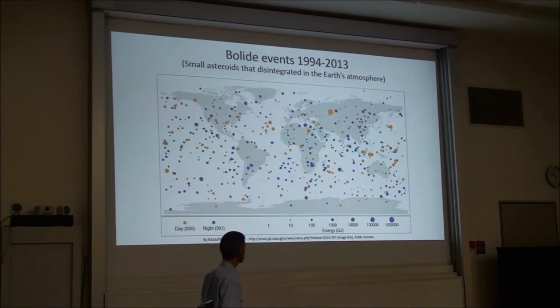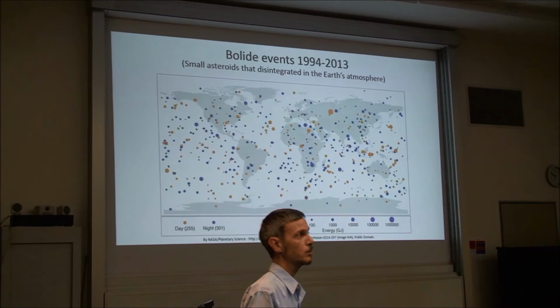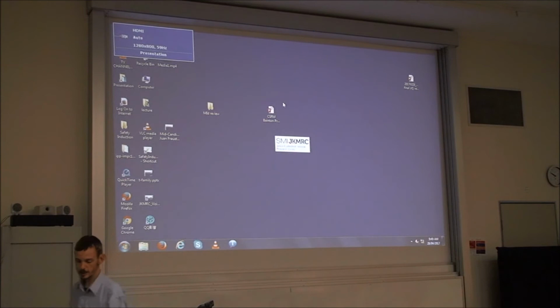Okay, this is the 20-year period where NASA has been tracking the disintegration of small asteroids in Earth's atmosphere. Unlike if I plot earthquake epicenters, there's one interesting feature here. There doesn't appear to be any pattern to it. So basically, any part of the Earth's surface can potentially have an asteroid impact.